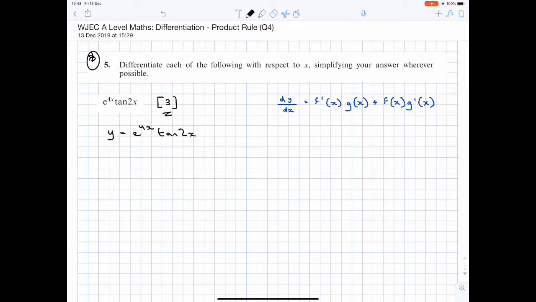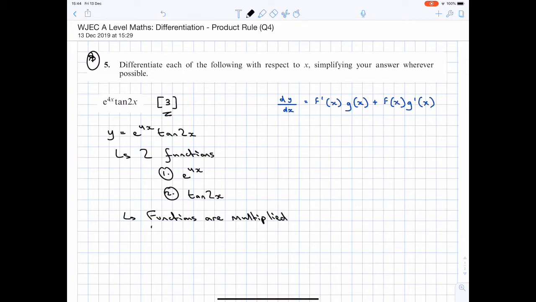And there's two things that we can note from the expression that we have in this question. The first thing is that we have two functions. What I mean by that is one of these functions is e to the 4x, and the second function is tan 2x. And the second thing we can note is that these two functions are multiplied by each other. Both these factors mean that we can use the product rule to differentiate this particular expression.